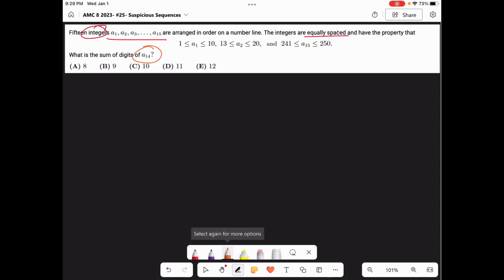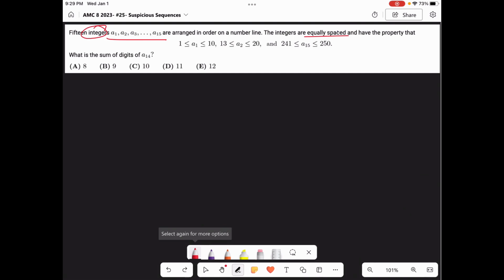Okay, so basically we have to find A14 in this problem, or the 14th term of the sequence. But how can we do this? Well, in this sequence, we don't have much information. So the first thing we should do is try to find the common difference. But how do we know there is a common difference? Well, it says the integers are equally spaced. So once we realize this key piece of information, this is an arithmetic sequence where all the integers/terms are equally spaced.